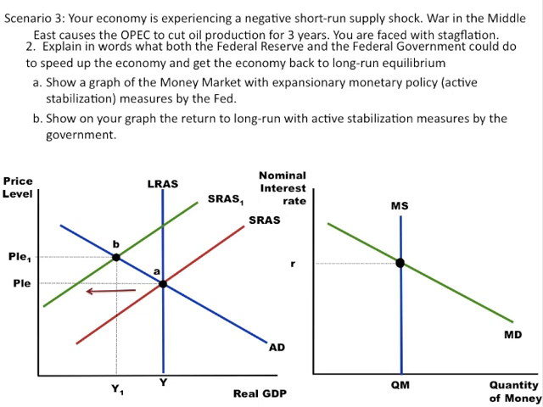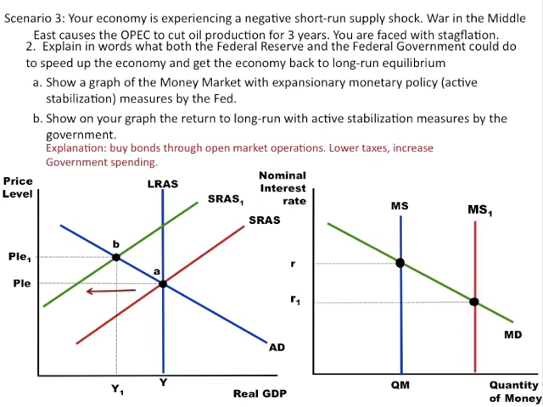So what the Fed would do is the Fed would buy bonds through open market operations, shifting the money supply to the right, bringing down interest rates, allowing consumers and businesses more access to credit they can borrow and spend. The government would lower taxes and increase the G component of aggregate demand, and both of these actions by the Fed and the federal government would help and allow the AD curve to shift back to the right.